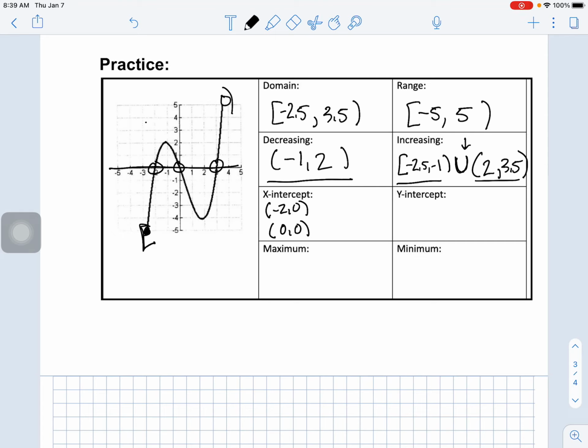-2, 0, 0, 0, and 3, 0. Those are all where it crosses the x-axis. It only crosses the y-axis once, at the point 0, 0, right here.